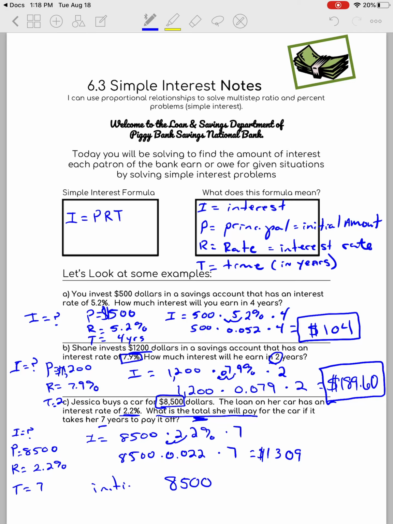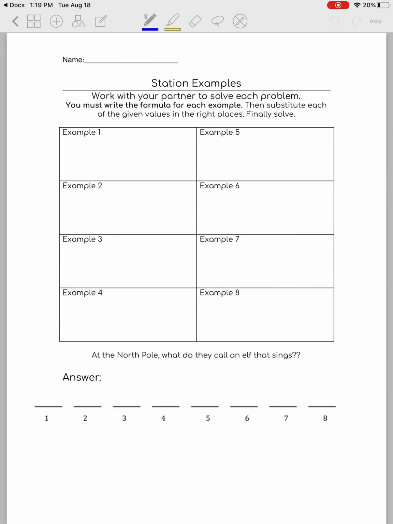But remember, we're looking for the total. So we have to take 8,500, our initial loan, and add the interest of 1,309. We got to add those up. And that will give you your total, which equals $9,809. That's the total that she'll pay for the car.